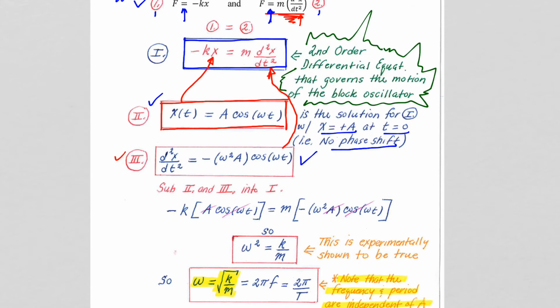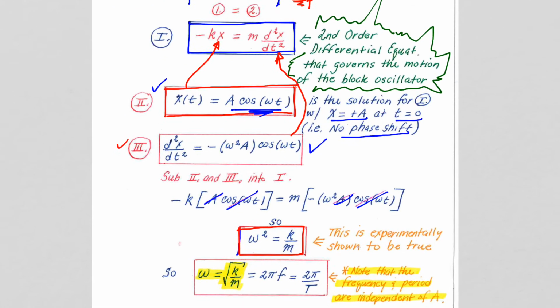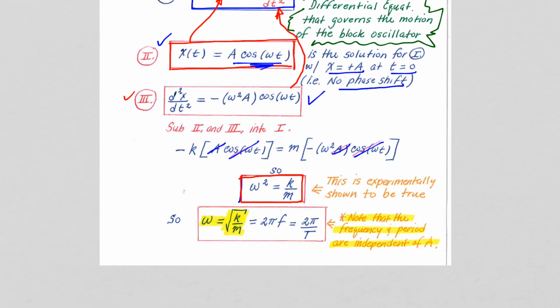We see that the A cosine omega t, the whole position function, cancels with an A cosine omega t over here. And look, what falls out is that for this equality to be true, we need to have omega squared equals k on m, or omega equals the square root of k on m, and this is shown to be experimentally true.